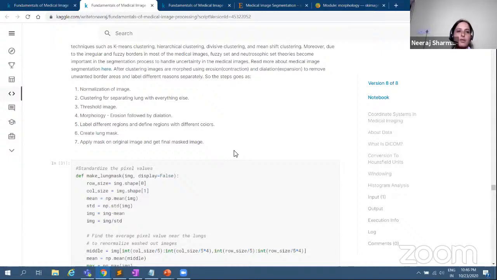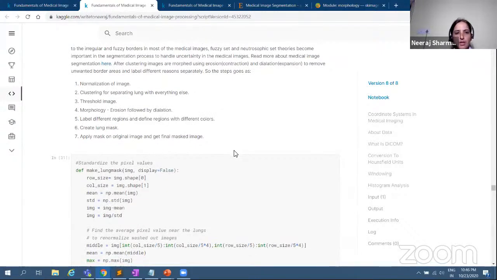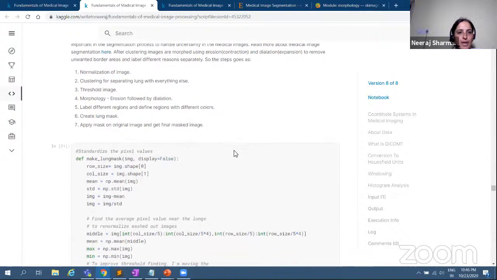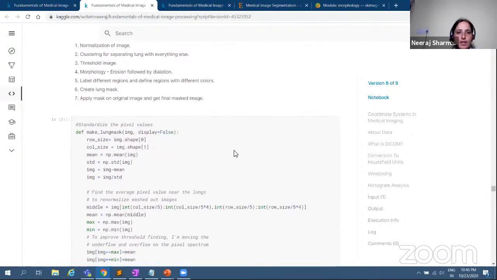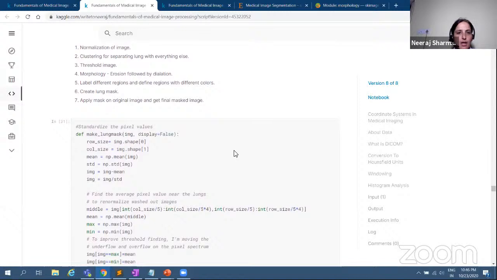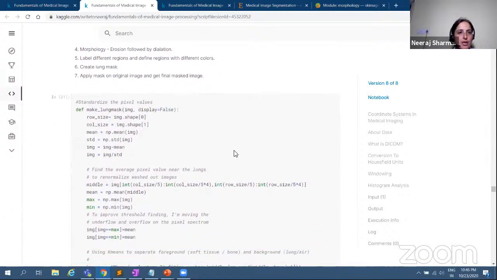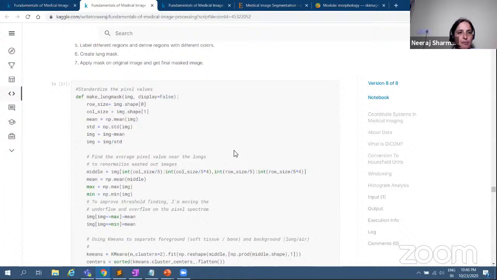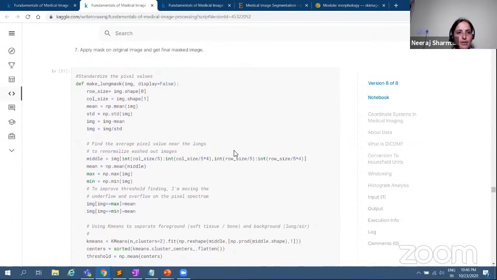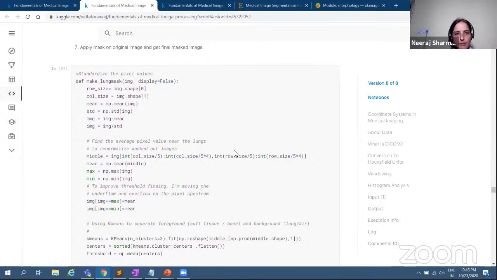Then we will do the morphology. We will do the erosion followed by dilation. Erosion is basically the contraction. By using the erosion, we will remove all the unwanted parts of the lungs. And then we will do a bigger or large dilation so that we do not clip any part of the lung. Then we will label the different regions of this lung and color them with different colors. Then we will create the lung mask, and we apply that mask on the original image, and that's how we get the segmented part.